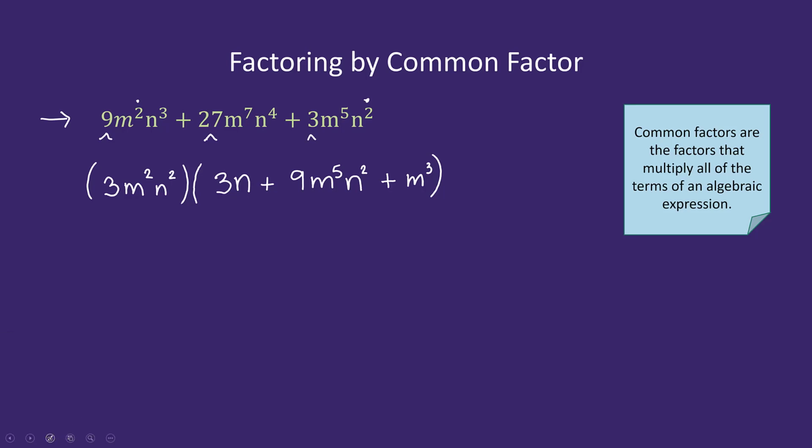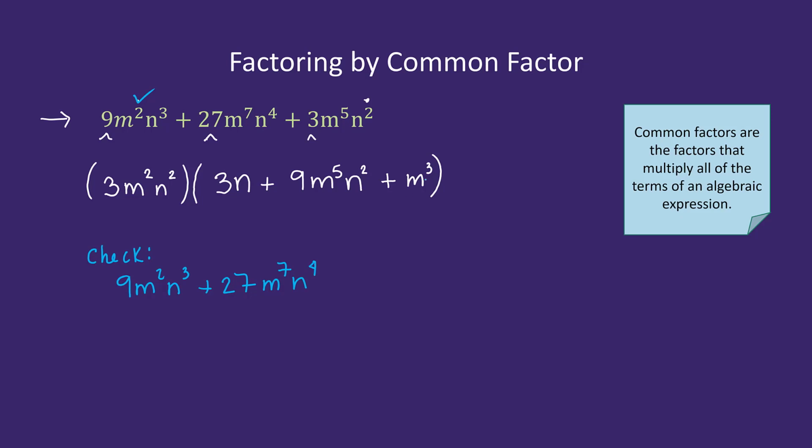Okay, just to be sure, we are going to check that we do get our original polynomial when we solve the multiplication. 3 times 3, 9. M second power, n squared times n third power. It is the first term. Now our second term. 3 times 9, 27. M squared times m fifth power, m seventh power. M squared times n squared, n fourth power.